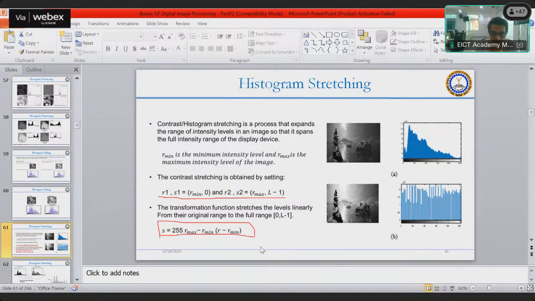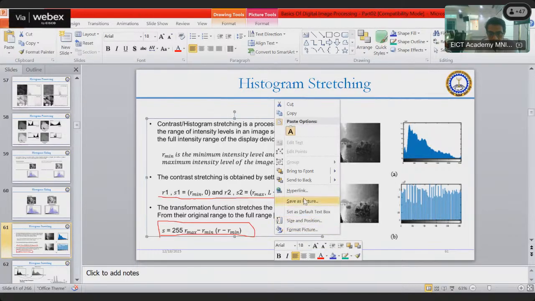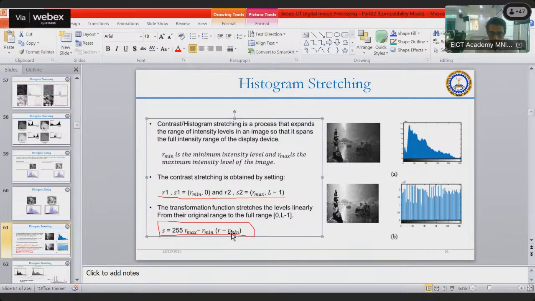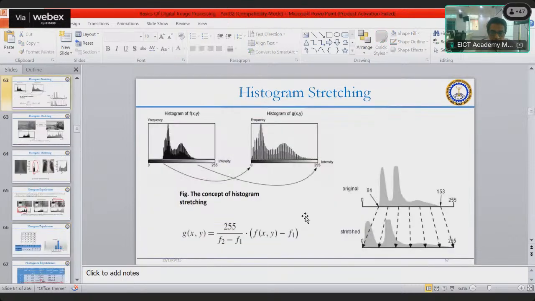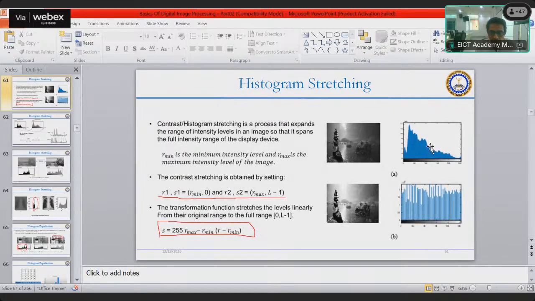Actually, a line is missing. This is upon r minus r min. And thereafter, see what is actually happening. This was the original pattern, and it has gone into this. Earlier, the histogram was limited to this range. Now it has been stretched. So the pattern has been stretched.